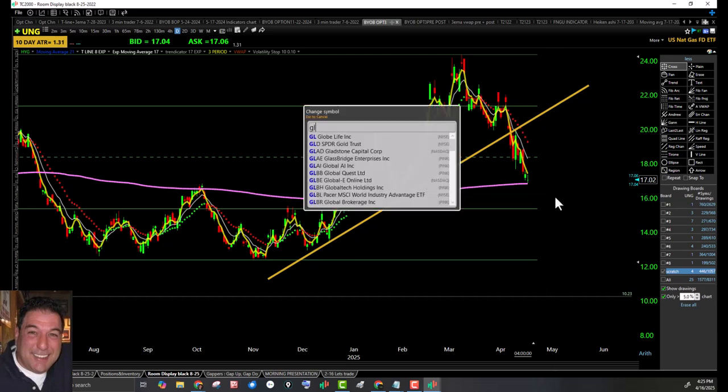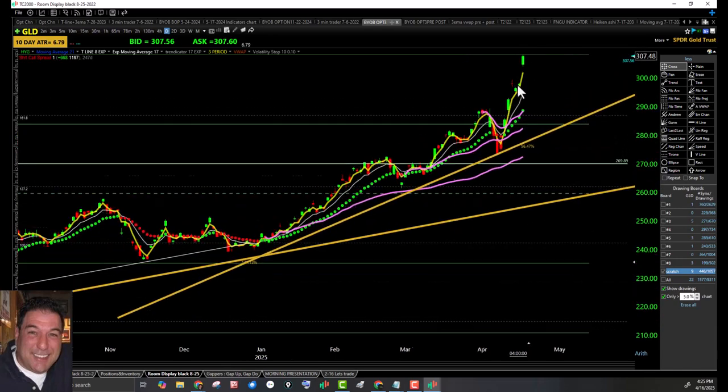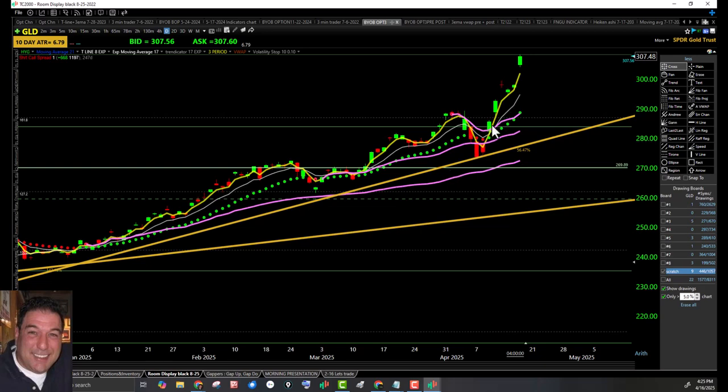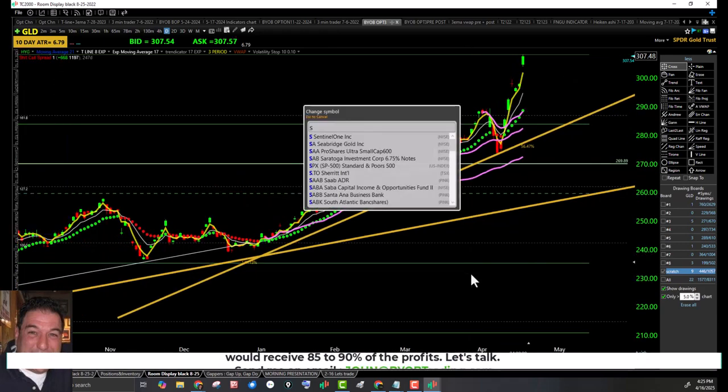Let's take a look at precious metals. GLD had an awesome day. GLD produces a new all-time high. All right, that's bullish, okay? There's no questioning it. It's making new highs. It's bullish. It's up in quadrant 4. Okay, let's take a look at SLV.